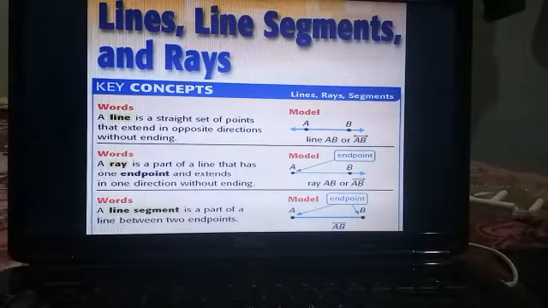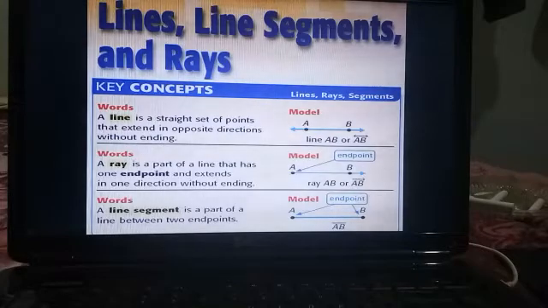This is chapter 11, lines, line segments and ray. First of all, we must know what a line is. A line is a straight set of points that extend in opposite directions without ending. Means it is extended infinitely in both directions. This is the straight path purely made up of points.